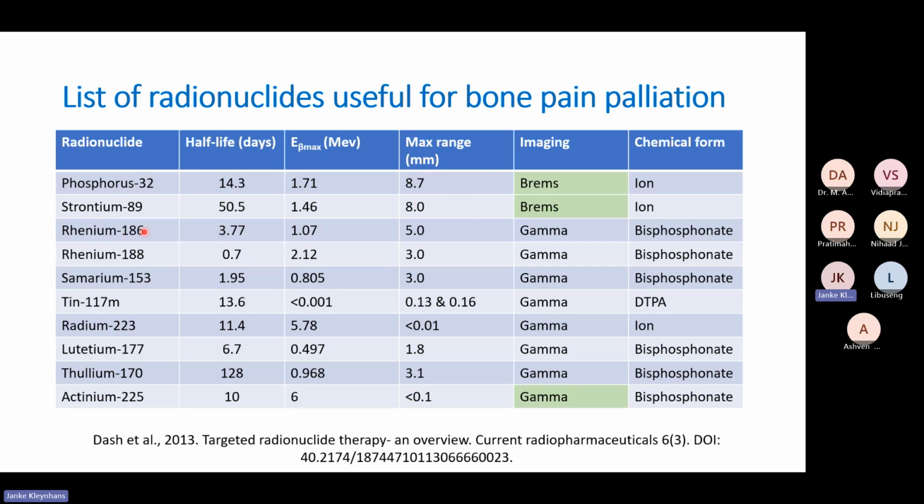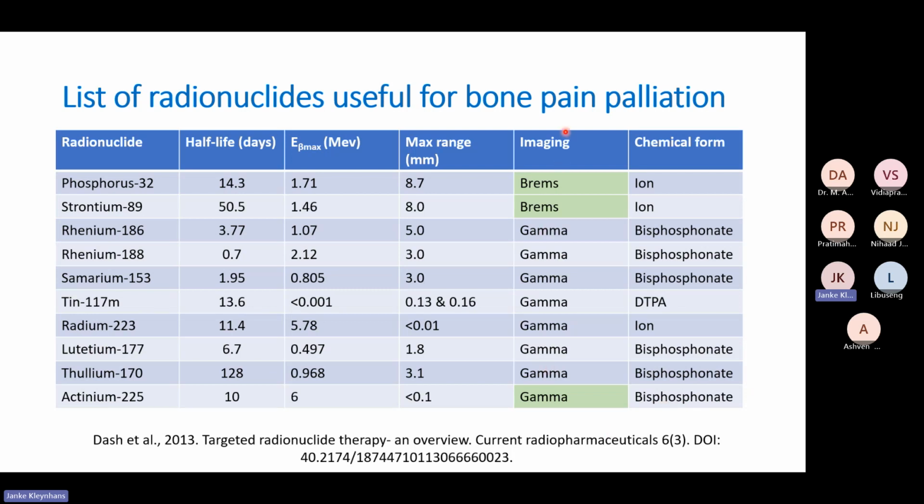Better options are strontium-89. These are in the chemical form of ions. We will get to that now. Then you have rhenium-186 and rhenium-188. Rhenium-188, of course, comes from a generator, and samarium. These are coupled with bisphosphonate, so they are like MDP or HDP, the technetium imaging agents. It's the exact same mechanism. Then you have some tin-117m that is coupled to DTPA. Radium-223 is an alpha emitter, which is also in ion formation. And then the rest is bisphosphonates as well, of which actinium is also your alpha emitter.